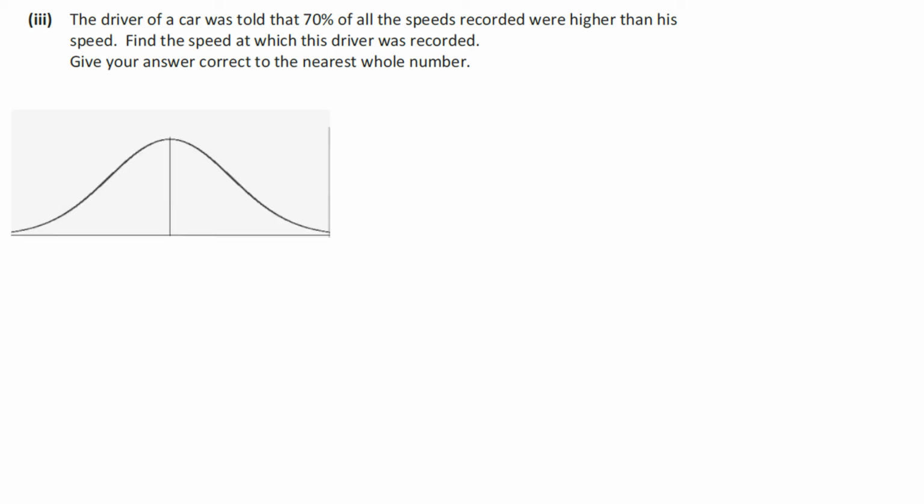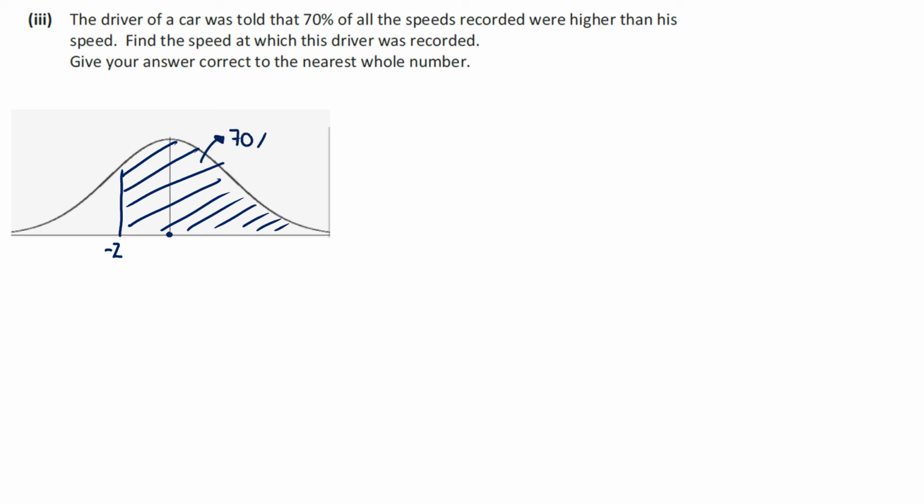So I'm going to start here, and I'm told that the driver was told that 70% of the speeds recorded were higher than his. So I'm going to my diagram, and I'm saying he must be somewhere here. That's my driver. I'm going to say that this is a minus Z. My Z score in the table, they start at 0.01. So they start at that middle band. So that is kind of my 0 point. To the left will be negative, to the right will be positive. I'm looking for more than half, so this part here I'm saying is about 70%.